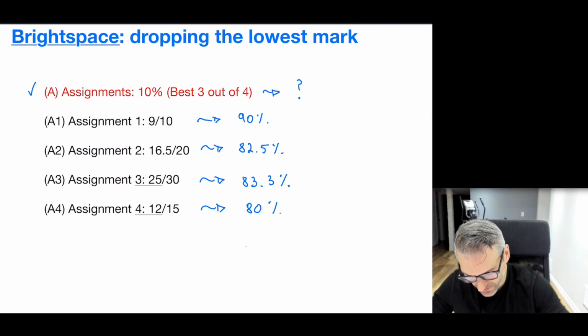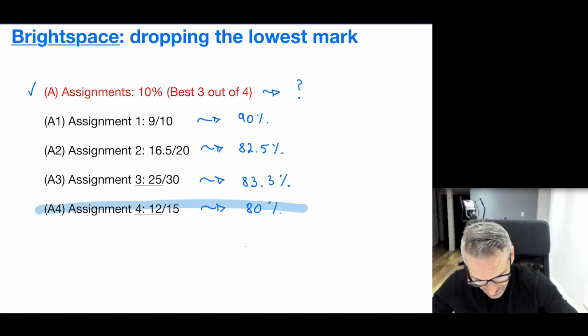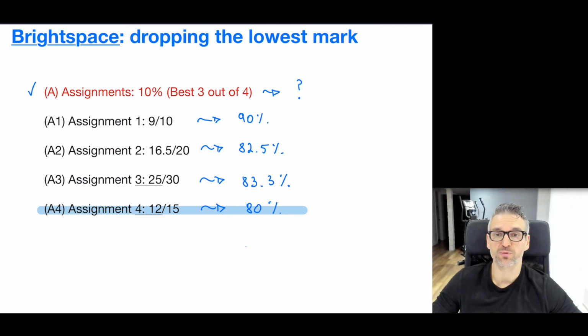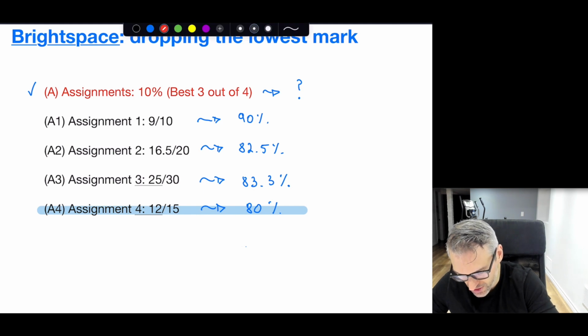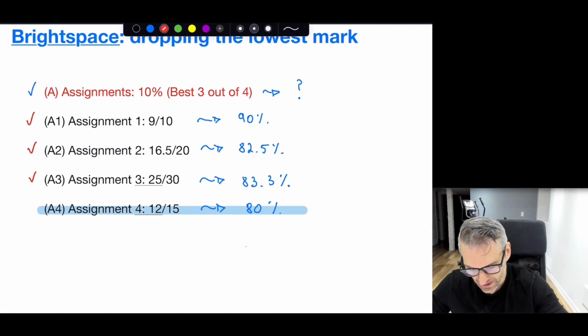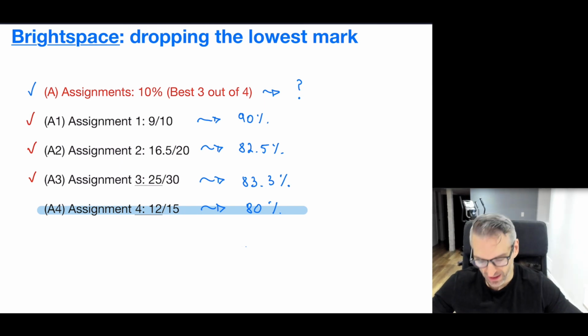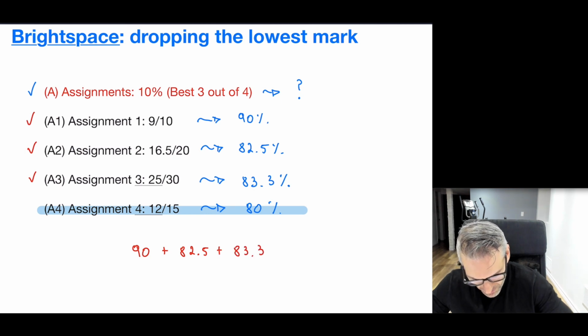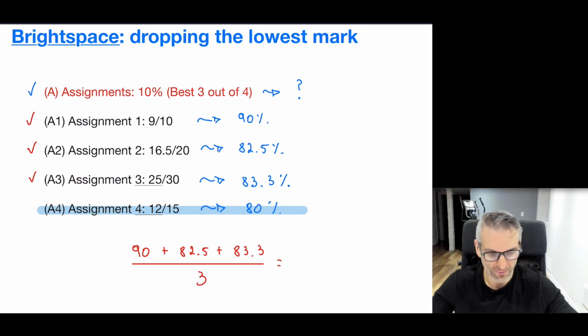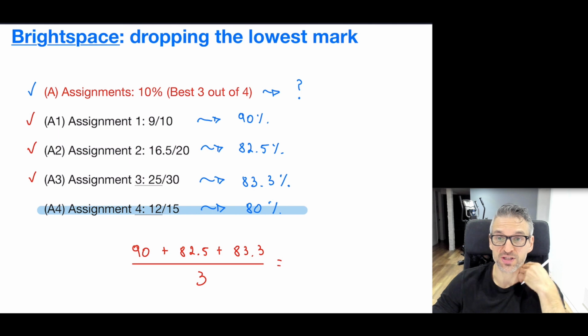So as you can see here, very quickly, I can spot this 80% is my lowest mark. And therefore this one would be dropped, and I'm only going to take the upper 3 in order to see this, right? So I'm only going to use these. And if I was doing this manually, then what I would do, so this is a little bit of math, is I would get 90% plus 82.5% plus 83.3%. And because I'm only counting 3 of these, I would divide by 3, and then I would get an average between them.